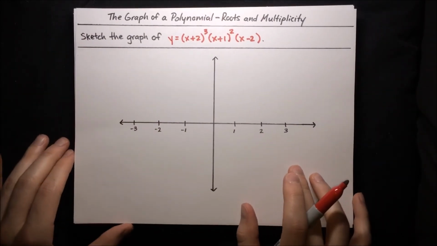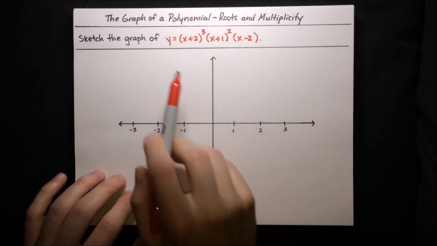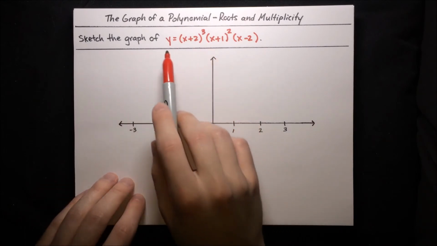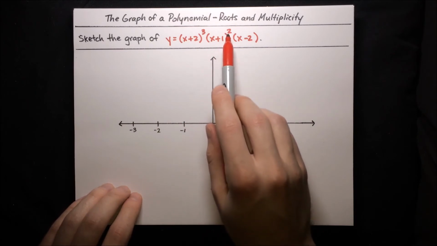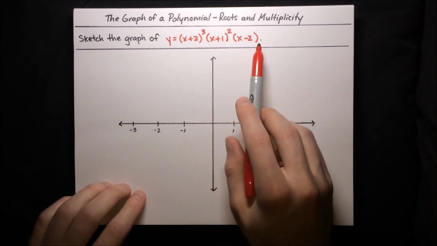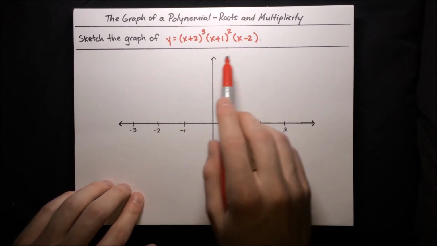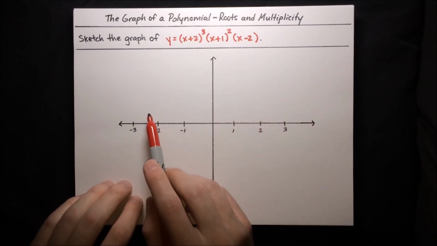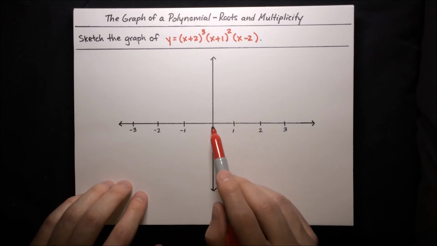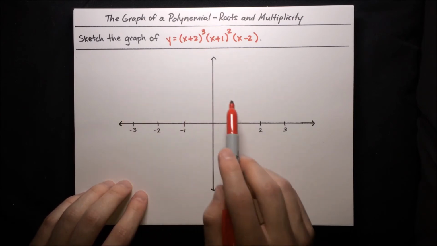Here's our last example. We want to sketch the graph of this polynomial function y equals x plus 2 to the third times x plus 1 squared times x minus 2. So this time we have to actually take this function and construct a rough sketch of the graph. So how do we do this? Well, why don't we start by looking at the roots of this polynomial.